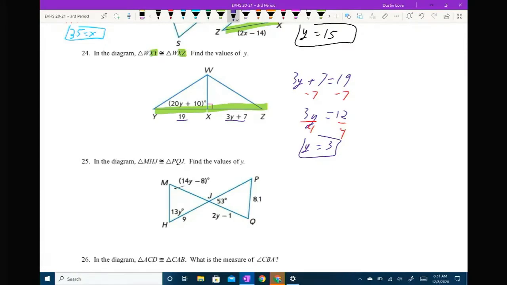Now, another thing you probably could have done there is we could see that this angle here, because this is 90, this one also has to be 90. Therefore, we could have solved it another way. 20y plus 10 is equal to 90. And then 20y subtract 10 is equal to 80. Divide and you get y equals 4. Now that's probably what they mean by the values of y.